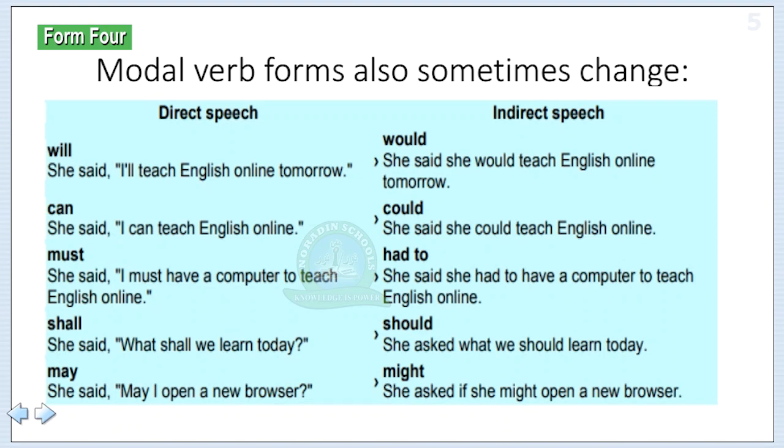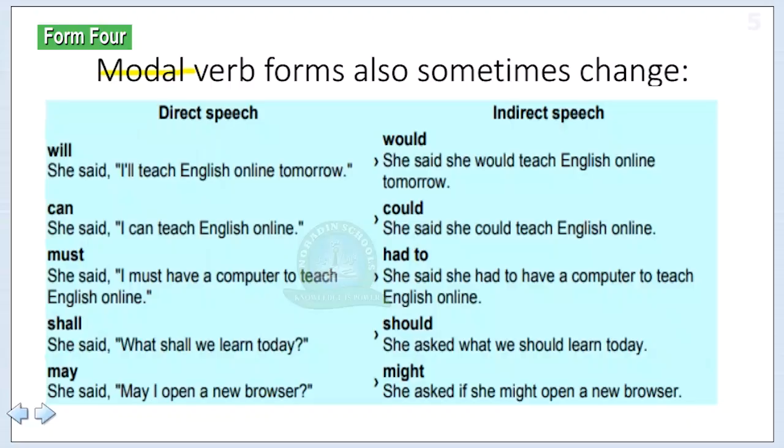What about the modal verbs? We know modal verbs: can, could, will, would, should, shall, etc. So she said, I'll teach English online tomorrow. I'll is the short form. This is not she, because the pronoun becomes she when we want to change into indirect speech. She said she would teach English online tomorrow. This is future. So we have a modal auxiliary verb.